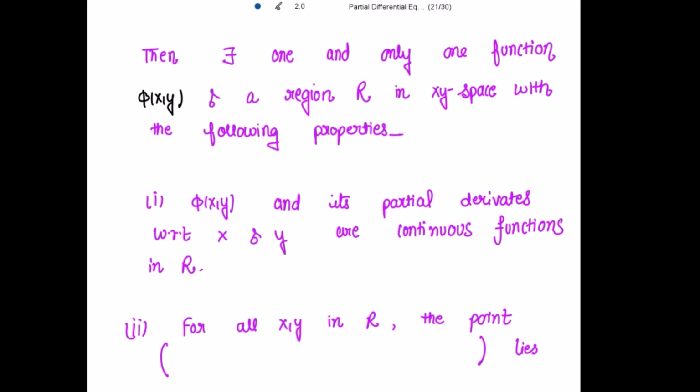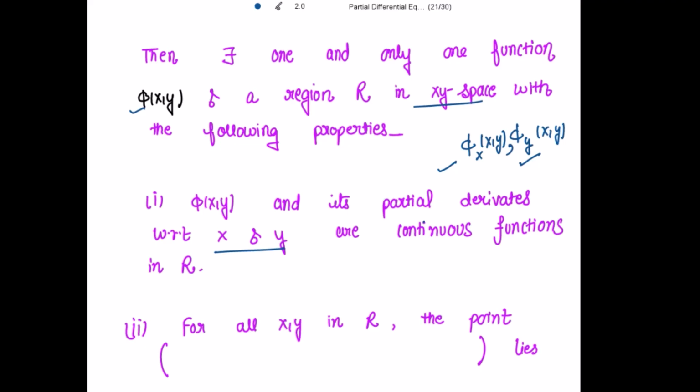Then there exists one and only one function phi of xy and a region R in the xy space with the following properties, and now we are going to study the properties. First property: phi of xy and its partial derivatives with respect to x and y, the partial derivative of phi with respect to x represented as this, the partial derivative of phi with respect to y represented as this, where phi is a function of xy, are continuous functions in R.